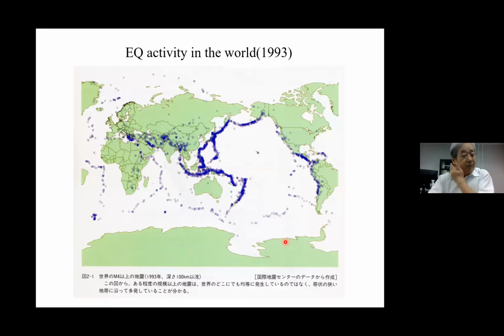So this map indicates the earthquake activity in the world as of 1993; one year of data is given here. You know, earthquakes happen in limited areas, like the boundaries of the plates. Japan is here, Indonesia is here. Our country is overlapped by the epicenters, so we cannot see the islands. Anyway, from this figure we can see very clearly that we cannot escape from earthquake disasters.